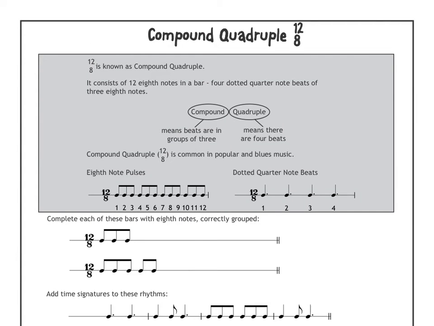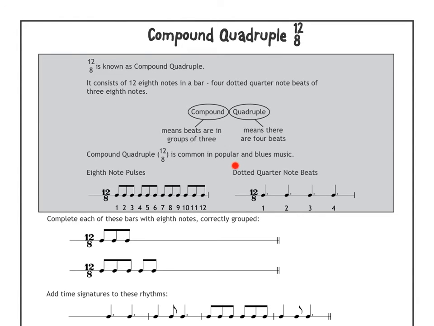All right, to see the title of this page, hopefully you can surmise exactly what we're doing here. We're still in compound time, which means we're still feeling triplets. And now, instead of duple, instead of triple, we are in quadruple time. So that means we have 4 groupings of triplets in a bar, or what's otherwise known as 12/8 time. 12/8 is known as compound quadruple. It consists of 12 eighth notes in a bar.